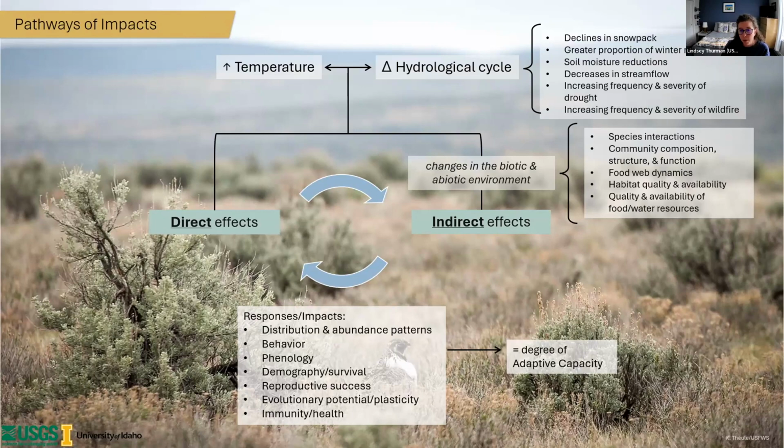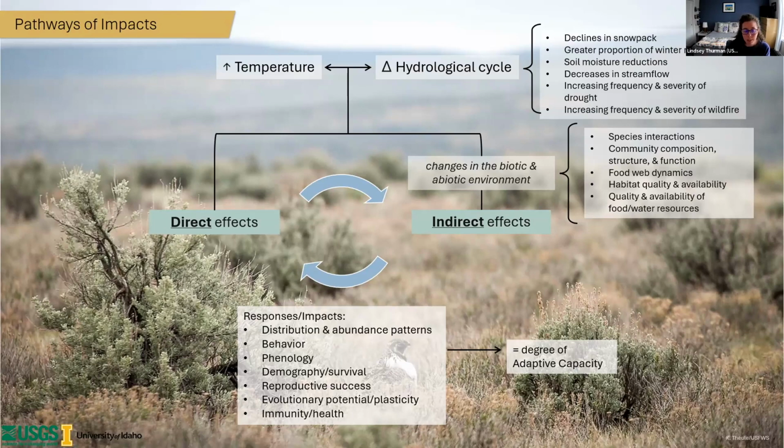The other pathway by which climate change can impact wildlife species is through these indirect effects. And that's essentially effects that are propagated through changes in the abiotic environment and the biological community itself. So these can be things like changing food web dynamics, changes in other types of species interactions, changes in the quality and availability of food and water and habitat. And so those changes that are impacted by climate factors then have indirect effects on the wildlife species themselves.